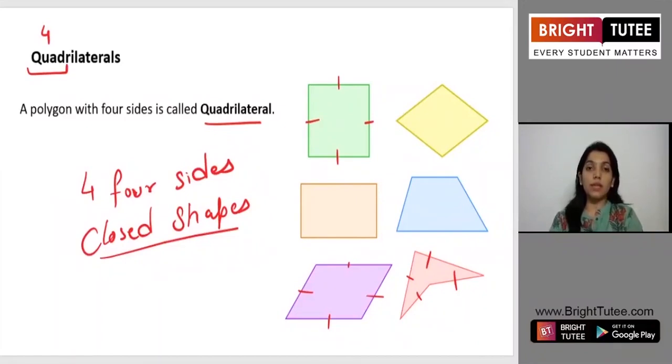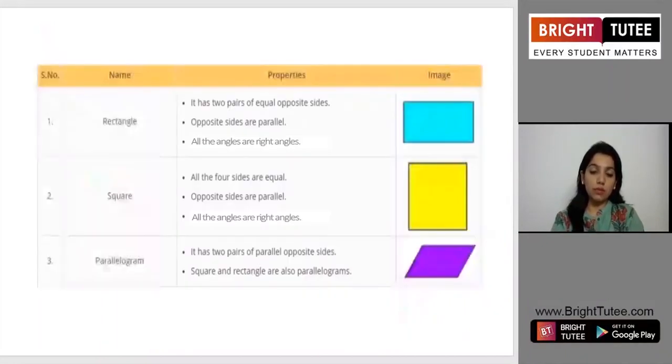There are certain ways in which we are going to classify them. We have separate names for different types of figures that are formed using quadrilateral shapes. Starting with the first one, that is a rectangle. These are a few that you are very much aware of. You usually see these images in your textbooks. Here we are going to learn some properties of them. This is very important.